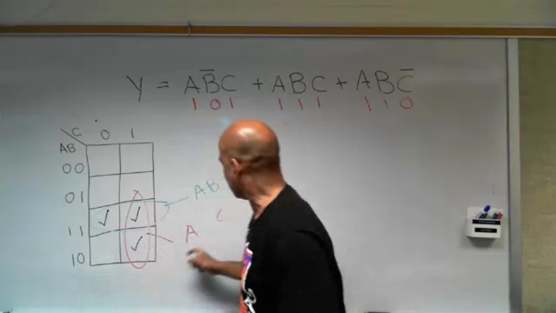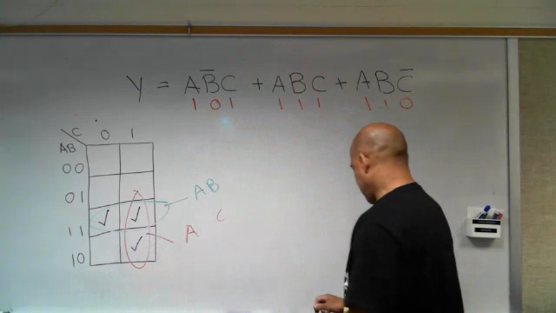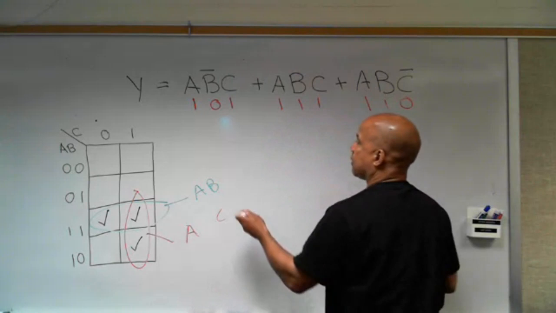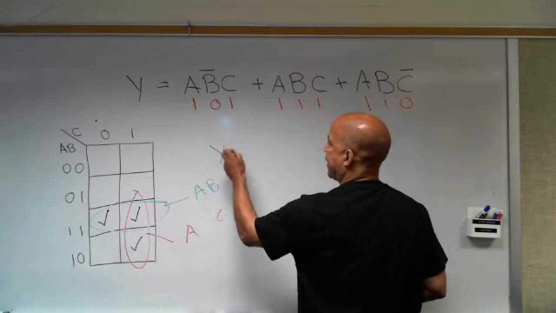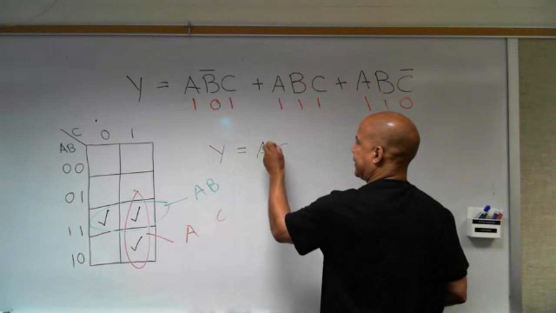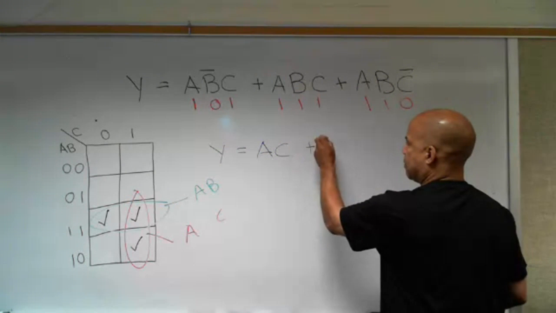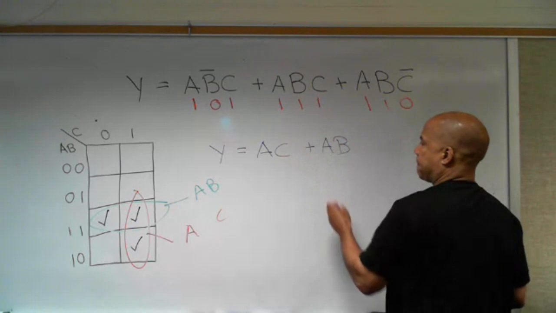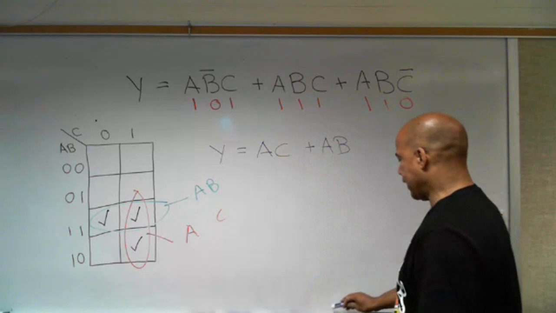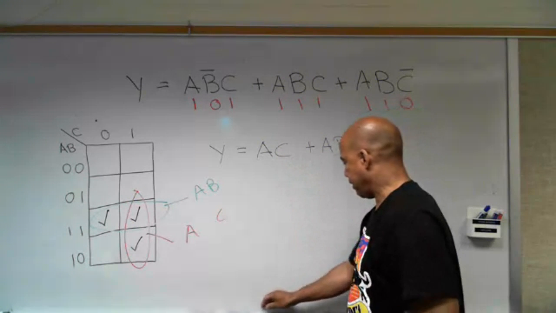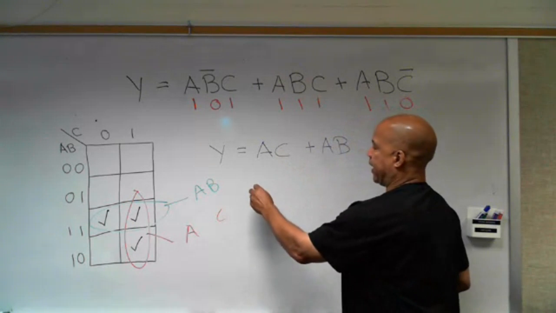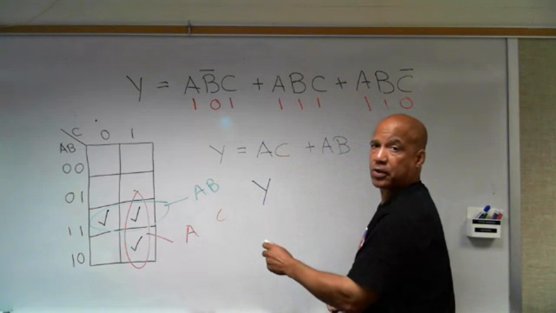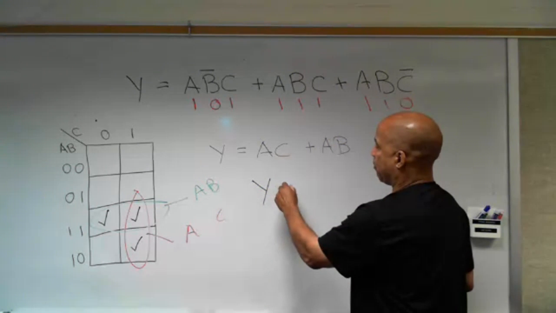A is still a 1, so it's unknotted. So my minimized expression, I end up with my output Y equal to AC or AB. And if you wanted to, since I have that A in both terms, you can factor out an A, and then you'll reduce your instructions in your program by 1.